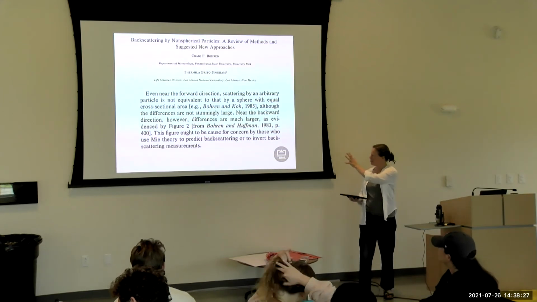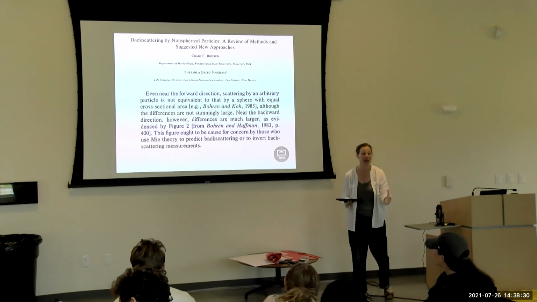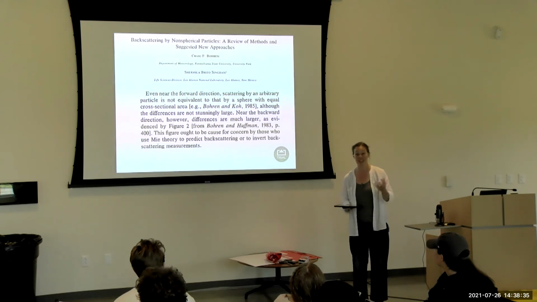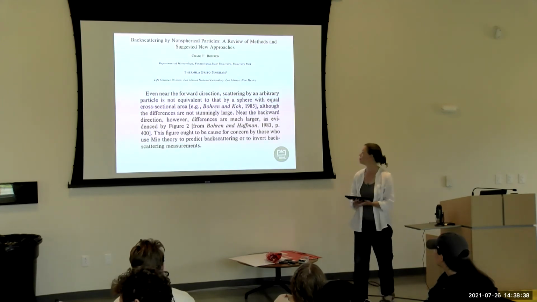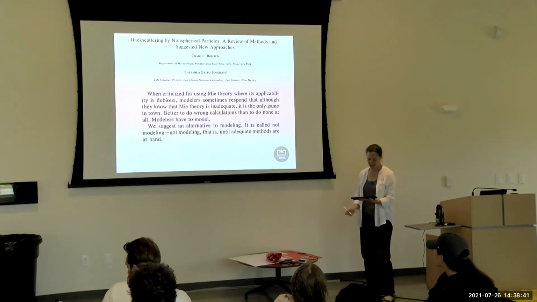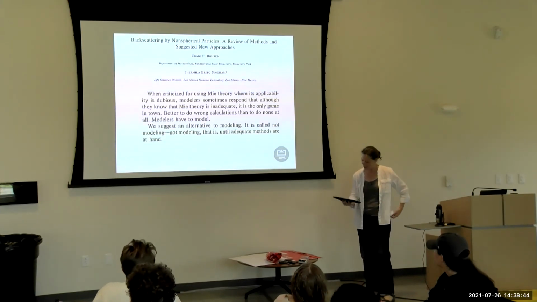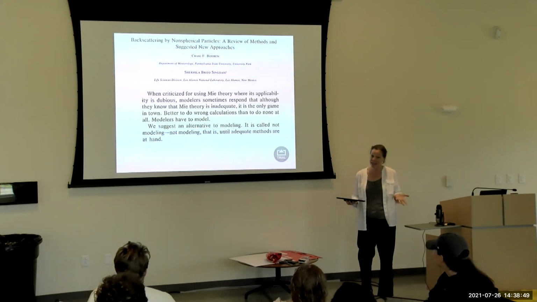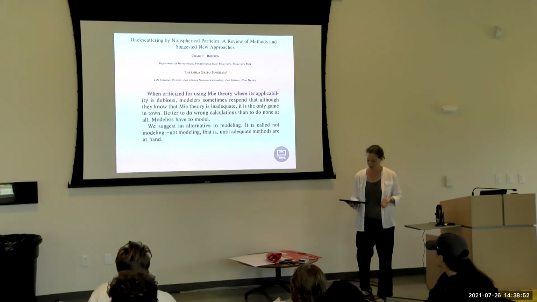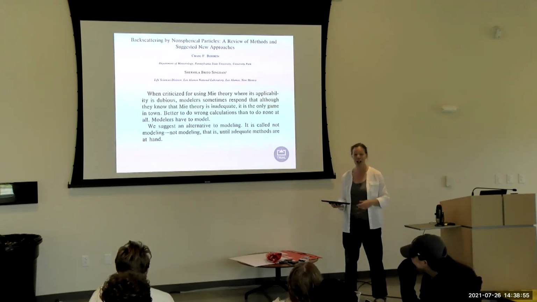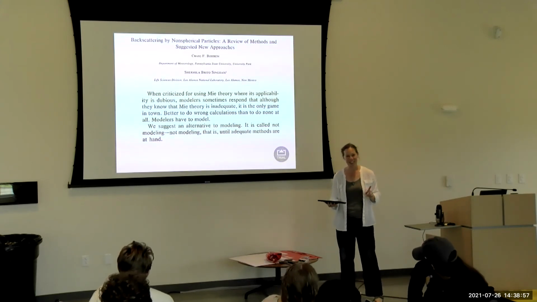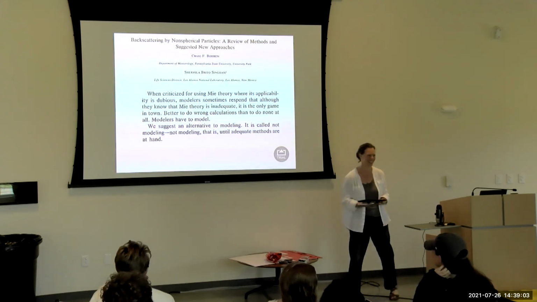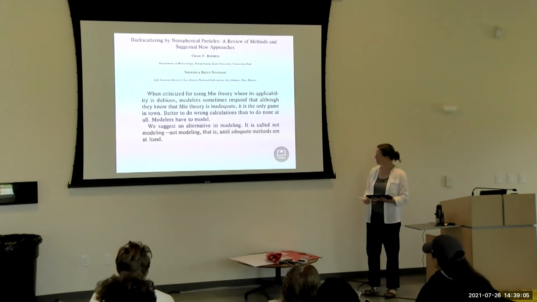He basically is saying what we have been seeing in the results in the papers that we've looked at so far in this lecture, that Mie theory doesn't reproduce observed backscattering. And then he goes on and says, when criticized for using Mie theory, where its applicability is dubious, modelers sometimes respond that although they know Mie theory is inadequate, it's the only game in town. Better to do wrong calculations than none at all. Modelers have to model. Suggest an alternative. It's called not modeling. Not modeling until adequate methods are at hand. So it says it right there.